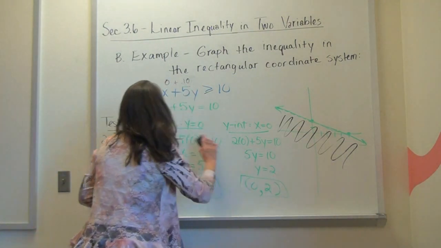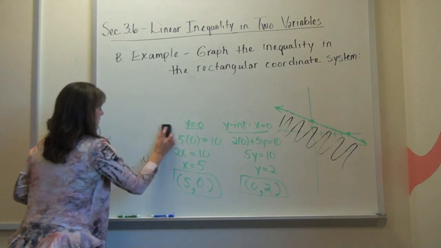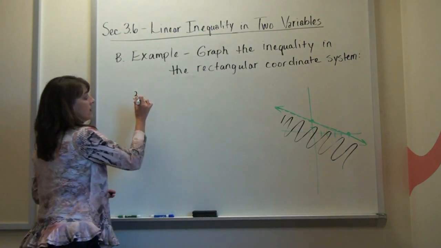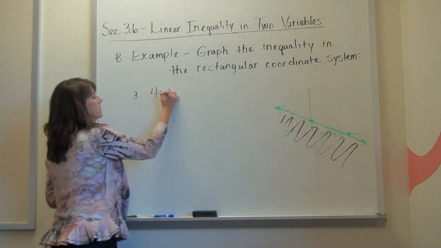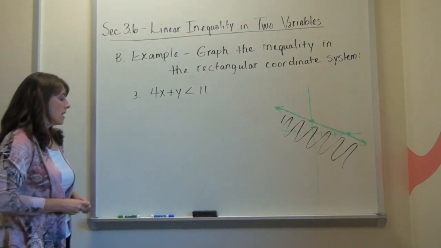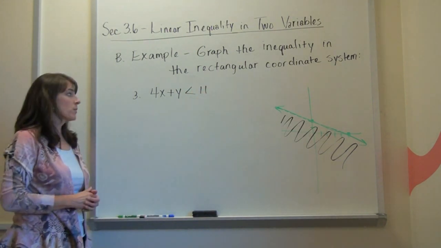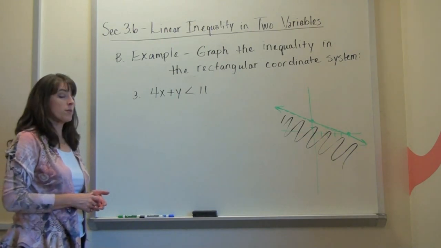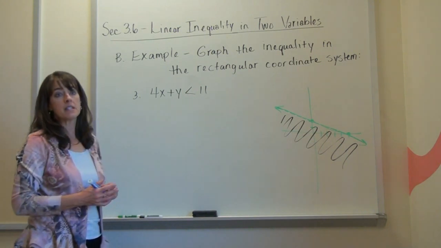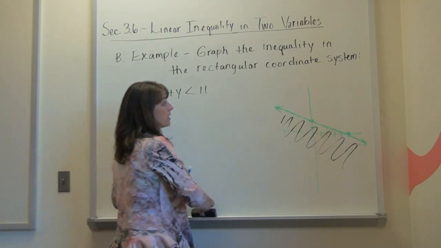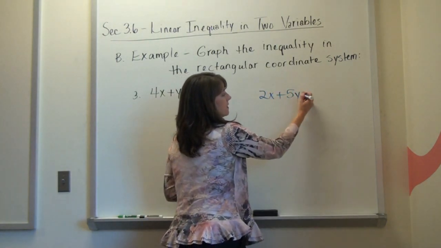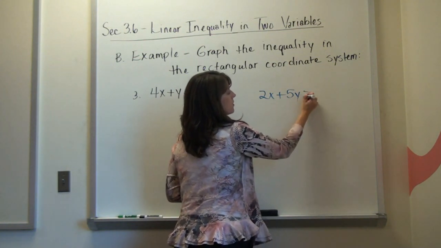All right, let's try another one. So this one looks like this. And remember in the last example I said you could get your X and your Y intercepts to graph it, but you could also rearrange it and get the Y by itself. Oftentimes it's easy to get the X and Y intercepts when, like for instance in the last one that looked like this. Oh, sorry, it was greater than or equal to.